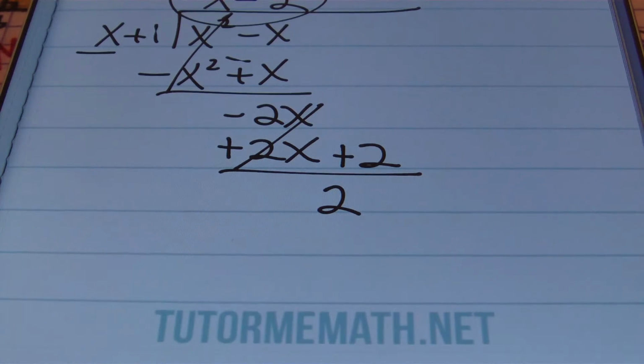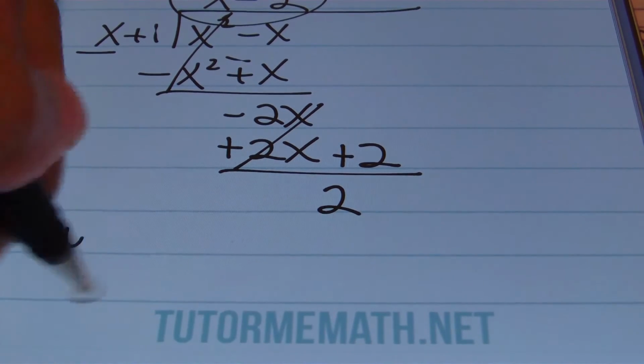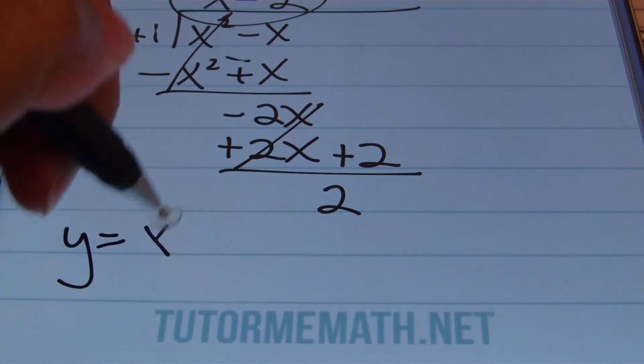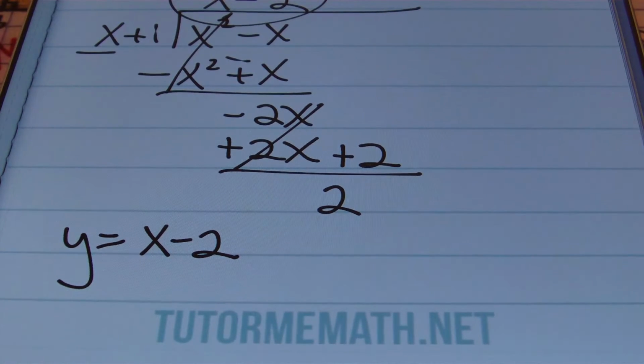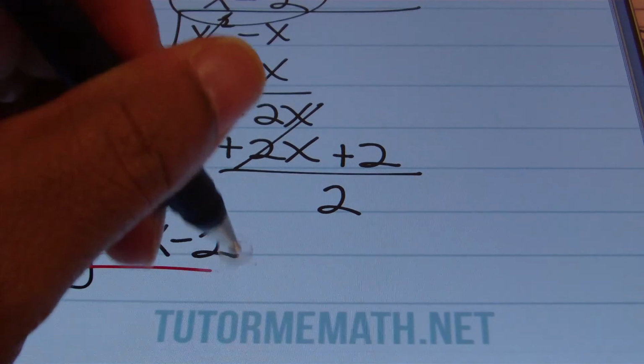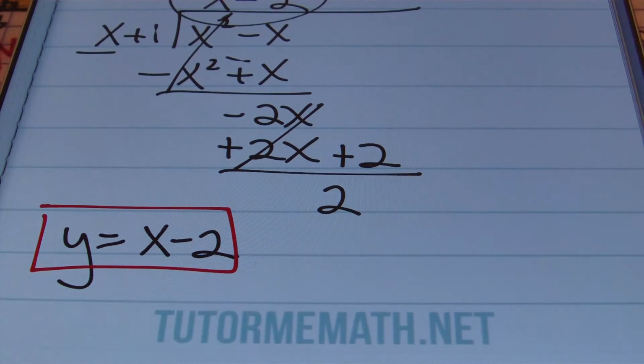So remember, this is going to be a linear equation here. So your answer is y equals x minus 2. This equation is your slant asymptote. That's it. I'm going to put a box around this. I like putting red boxes around my answers, okay? Just to keep up with them, so they won't run away or escape. And so now we're going to graph this.